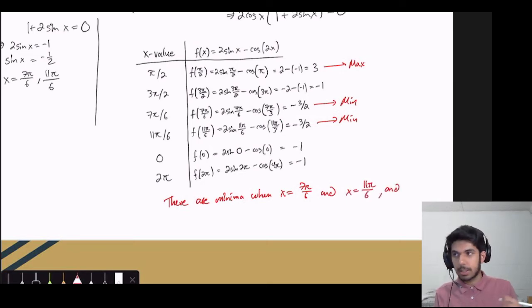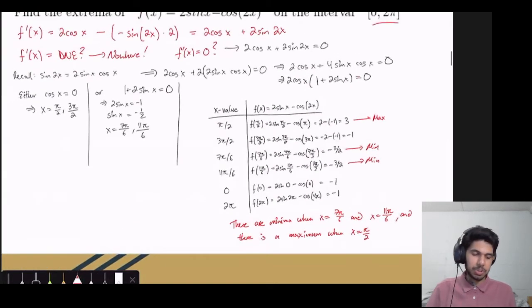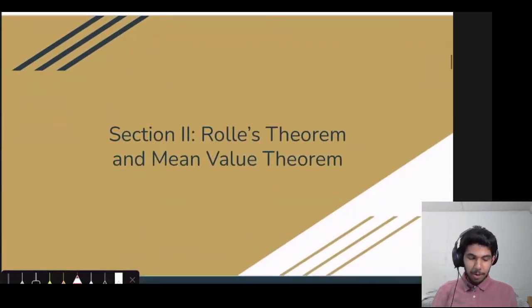And there's a maximum when x equals pi over 2. Right? So that is that. Just multiple minima. We can have multiple maxima as well. But yeah, that's a quick example right there. So that concludes the first section, introducing extrema. Now we have to learn some theorems, Rolle's theorem and the mean value theorem, which are very important.